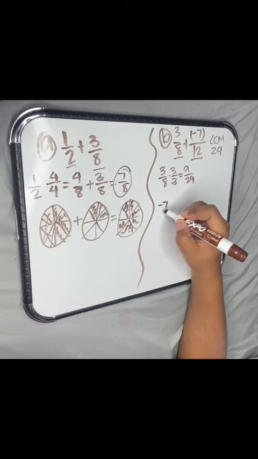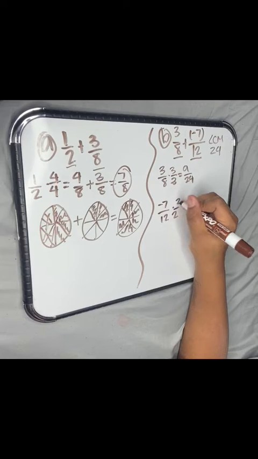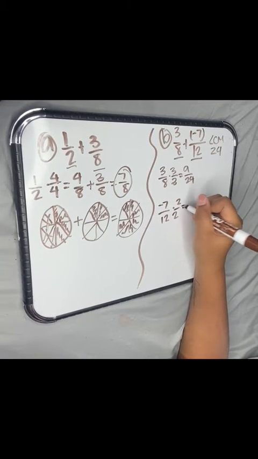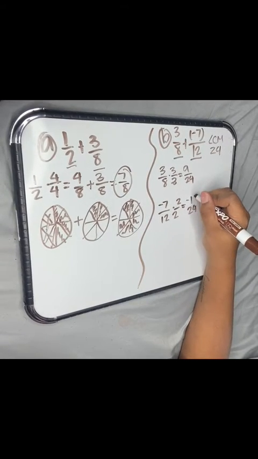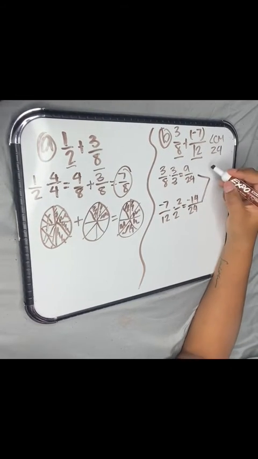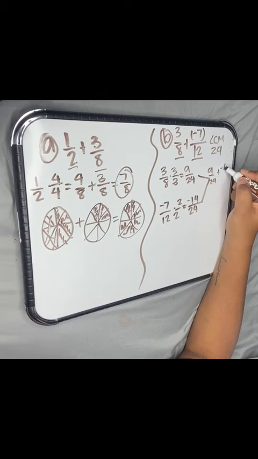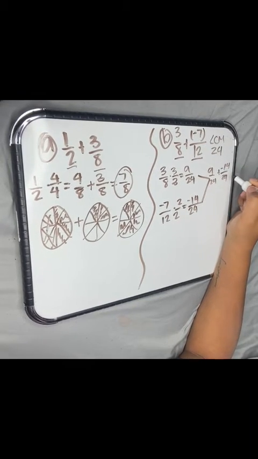Now we need to work on -7/12. So multiplying that by 2 over 2, because that is what gets us 24 at the denominator, we'll have -14 over 24. So now we can add the two equations. 9 over 24 plus -14 over 24.